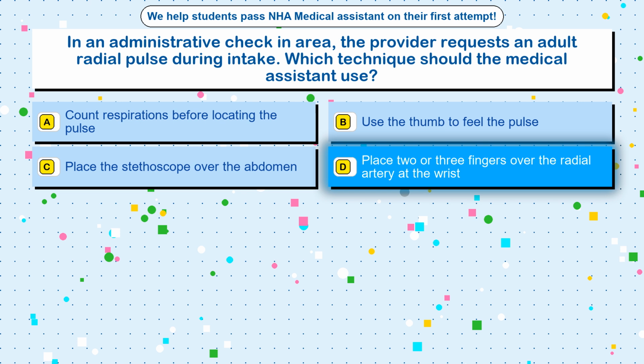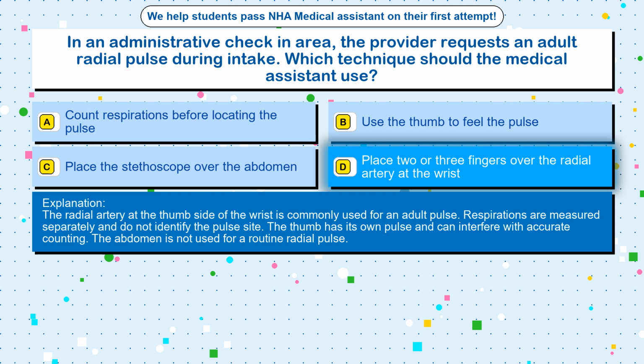Place 2 or 3 fingers over the radial artery at the wrist. The radial artery at the thumb side of the wrist is commonly used for an adult pulse. Respirations are measured separately and do not identify the pulse site. The thumb has its own pulse and can interfere with accurate counting. The abdomen is not used for a routine radial pulse.